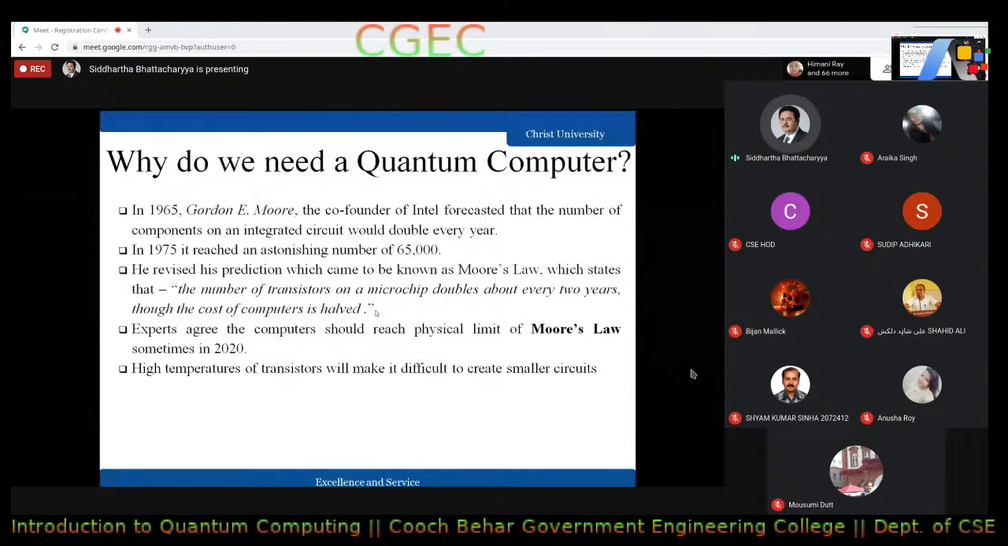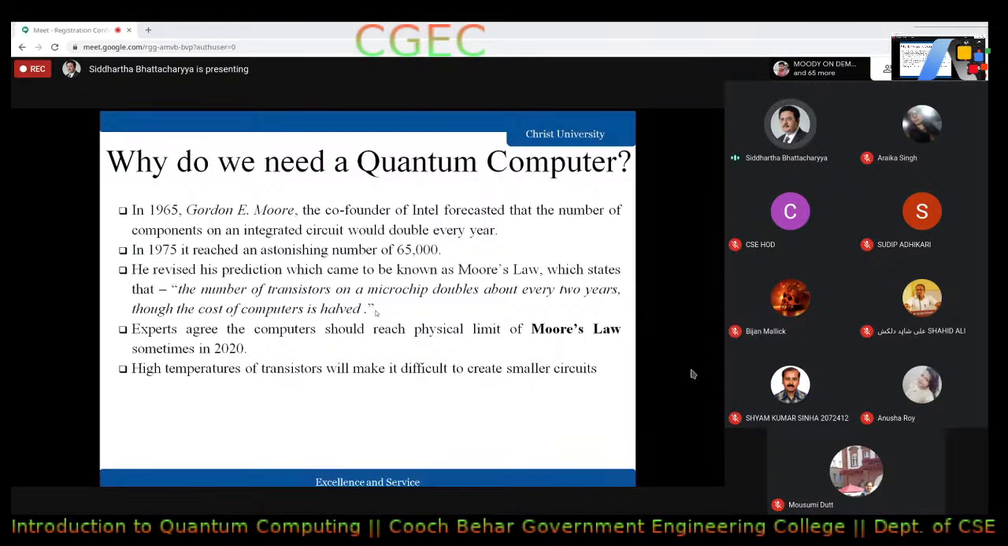Based on this, he revised his prediction and said that the number of transistors on a microchip doubles about every 2 years, so the cost of computers is halved. So he revised his own law. But the experts at the time, given this prediction, thought that Moore's law would reach its highest peak around 2020.